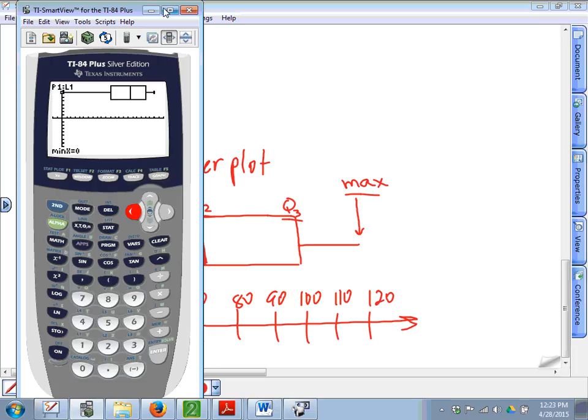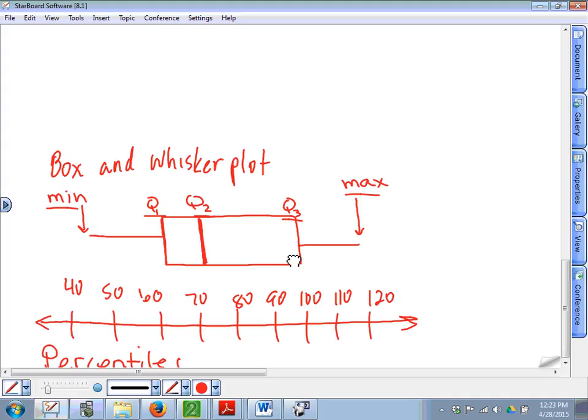I don't think we need to spend any more time on box and whisker plots, except you've got to remember one thing. What 5 pieces of information do you need for a box and whisker plot? Median, quartile 1, quartile 3, the min and the max. All 5 of those can be found on the calculator.